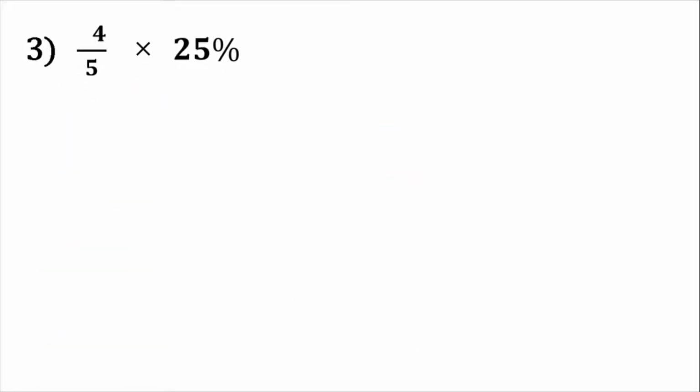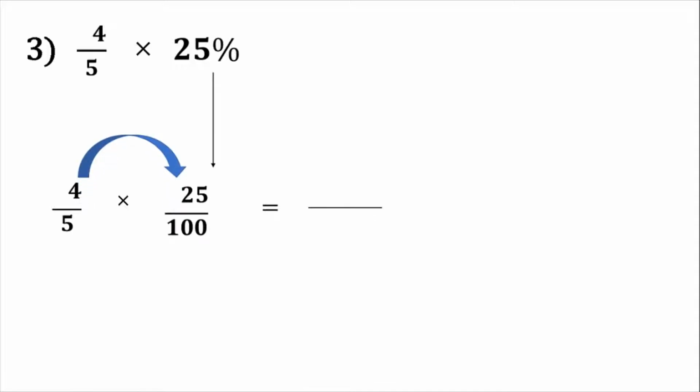Number 3. 4 over 5 multiply 25%. The first number will be as it is, 4 over 5. Multiply 25%, which can be written as 25 over 100. So the result equals 4 multiply 25, the result will be 100, and multiply 5 by 100, the result will be 500. So the result will be in the simplest form 1 over 5.